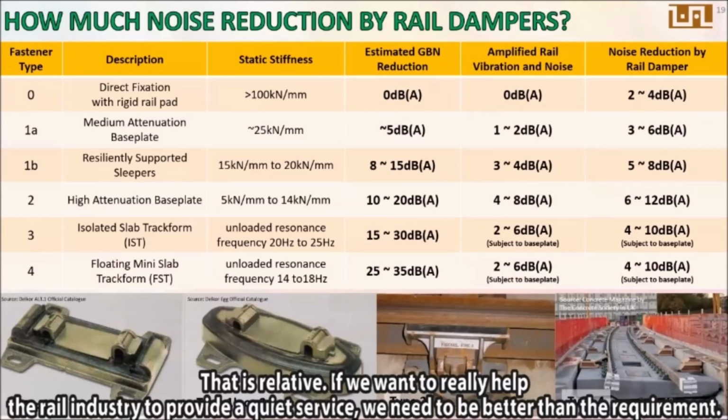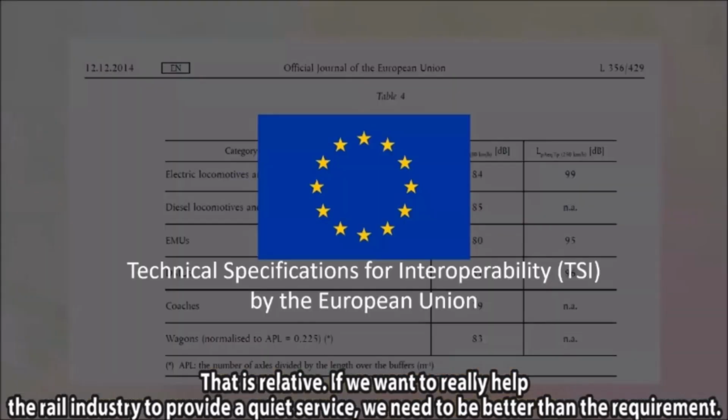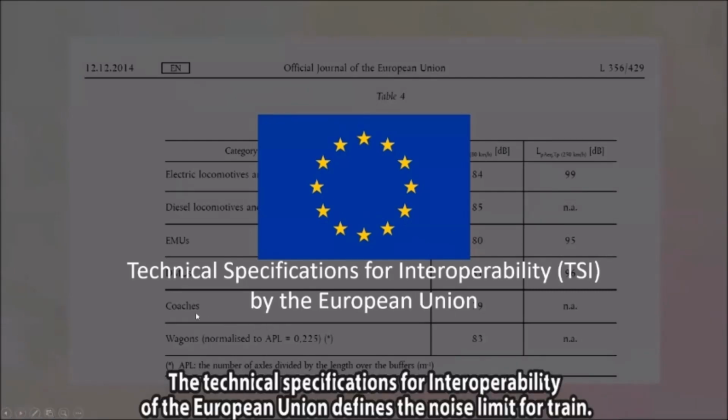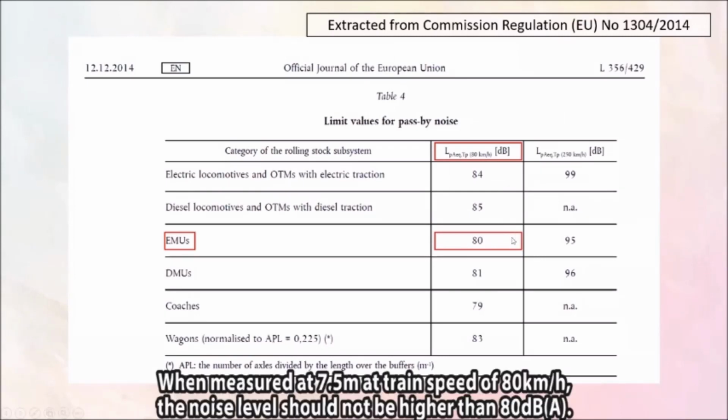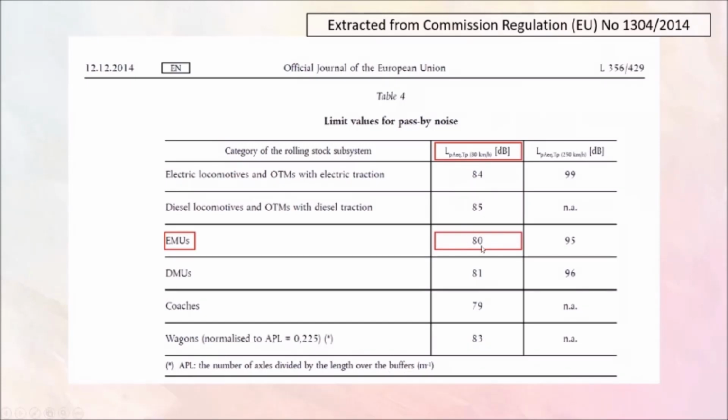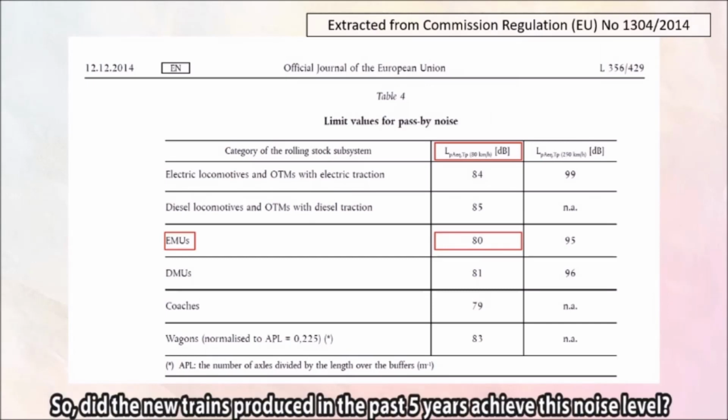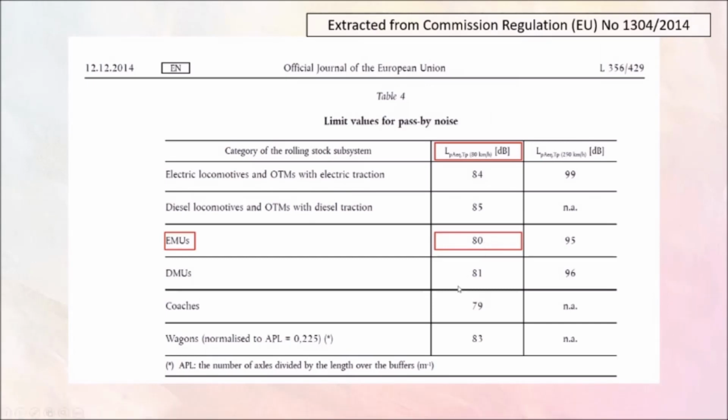That is relative. If we want to really help the railway industry to provide a quiet surface, we need to make sure it achieves a quieter train surface than the requirement. The technical specification for interoperability by the European Union defines the noise limit for a train. When measured at 7.5 meters at a train speed of 80 kph, the noise level should not be higher than 80 dBA. So all the new trains in the past 5 years achieved this noise level.